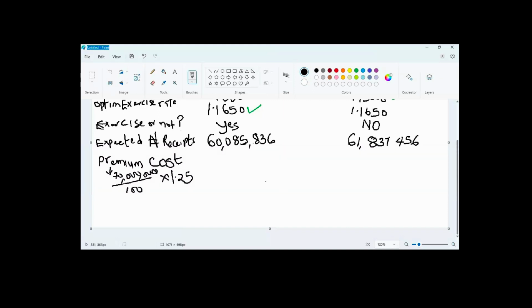875,000. The premium cost is 875,000. Remember, it's a cost. Receipt against cost. That will be minus 875,000.